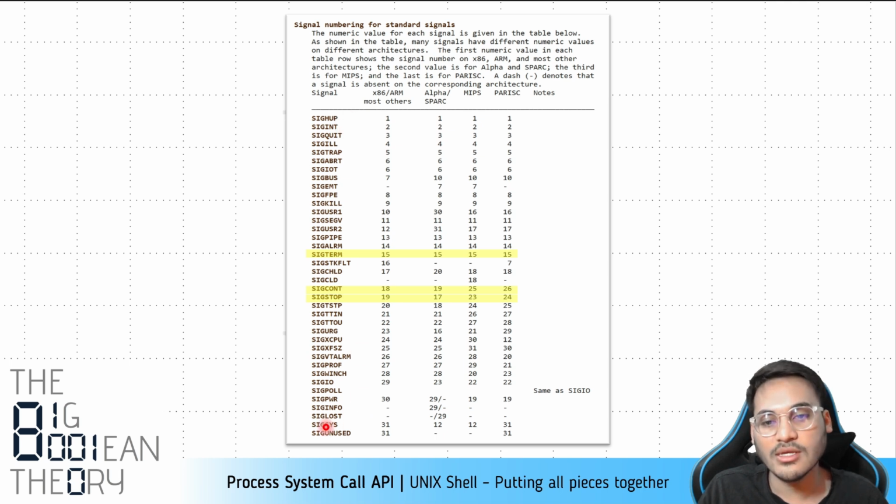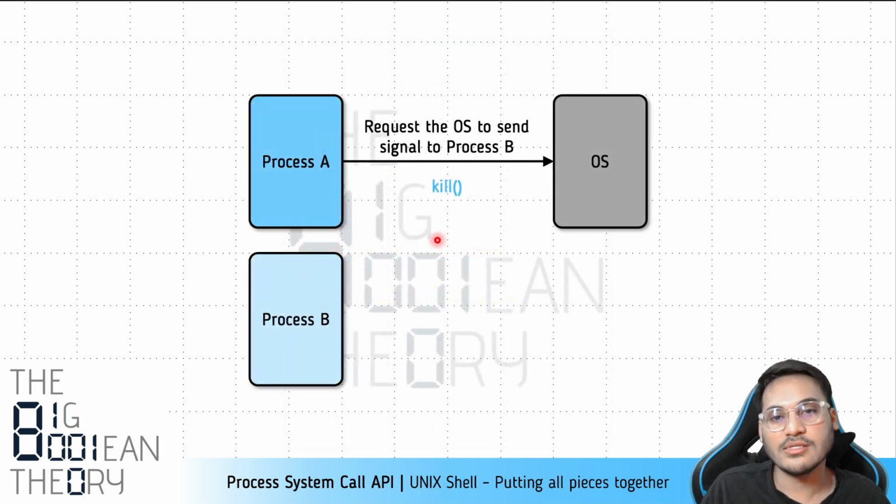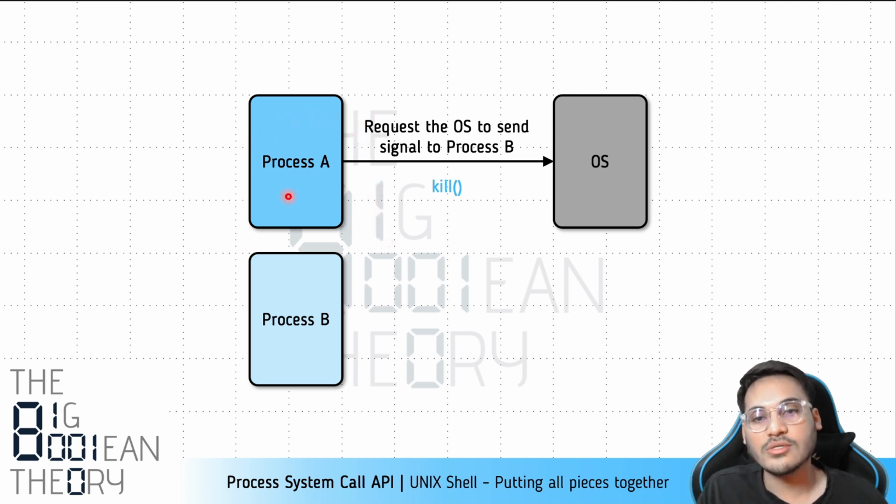There are so many signals that you can go to the man page and look up what each of these signals do. But we'll discuss the ones that are easy to understand. Let's start and see the three signals that we talked about. Let's take an example. Let's say we have two processes, process A and process B, and this is the operating system. So process A wants to send a signal to process B.